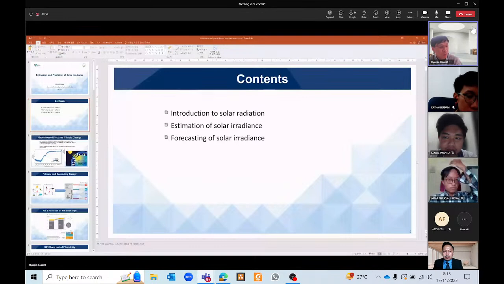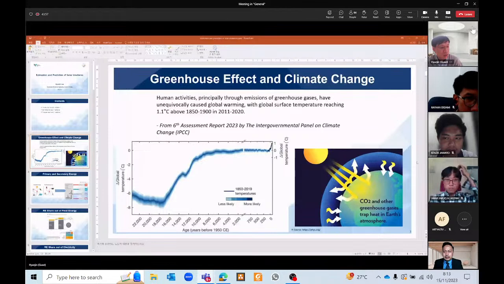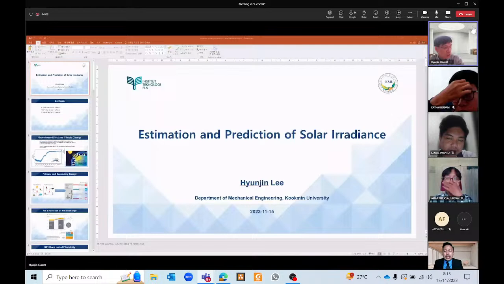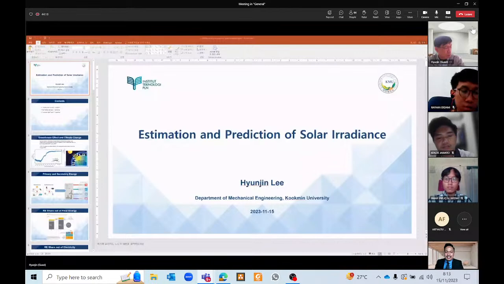So, without full screen, can you see the change? Yes, without full screen, we can see the changes. But with the full screen, you cannot? No. With the full screen, we only see the first slide on the screen, Professor, and it doesn't move.